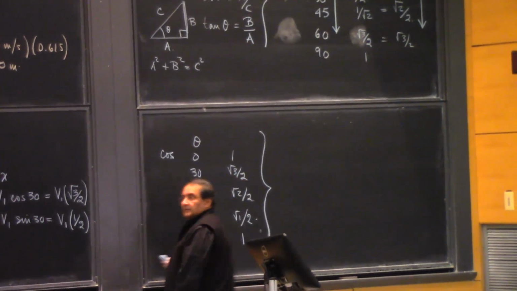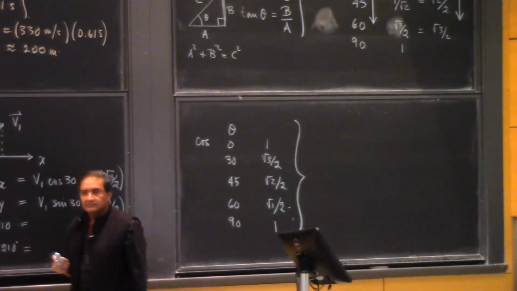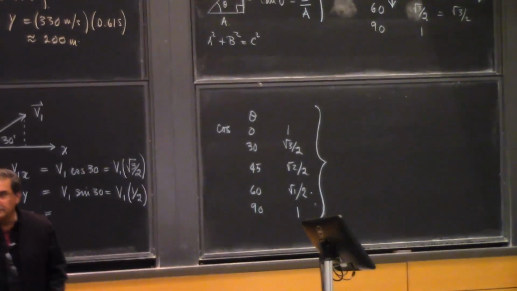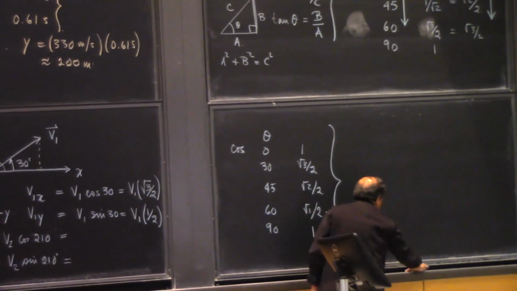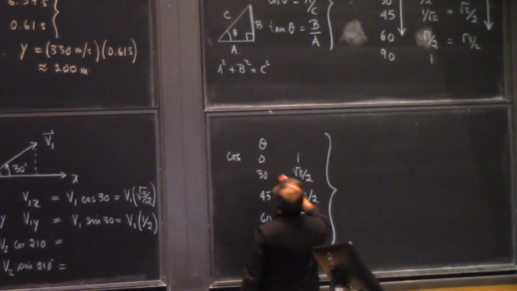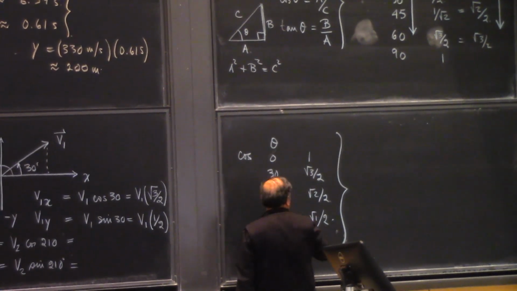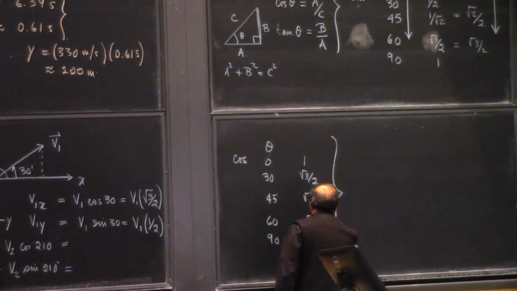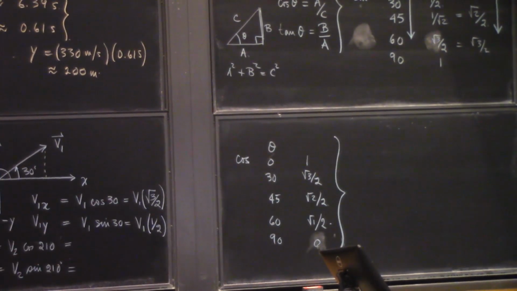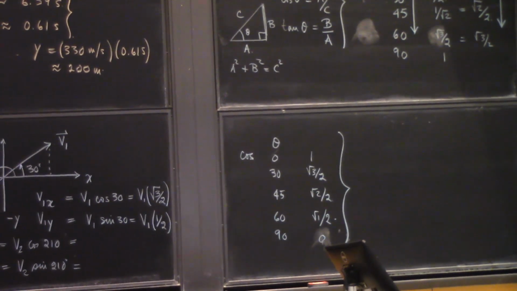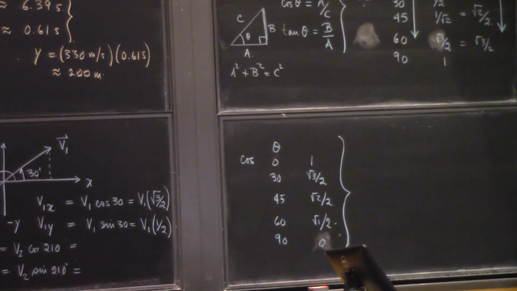Cos 0 is 1. No, this is fine. Cosine of 90 is 0. I'm sorry. Yeah, thank you. Any other questions? Don't panic. You'll get it.